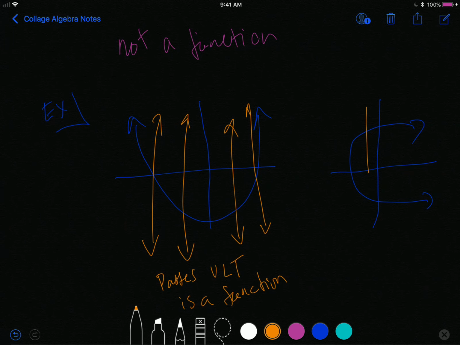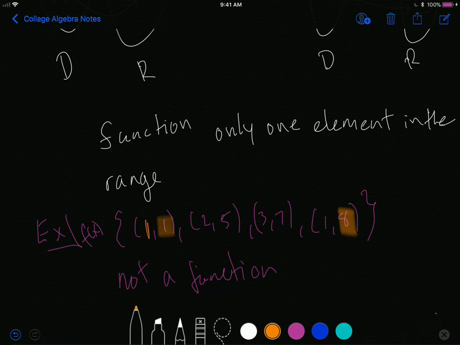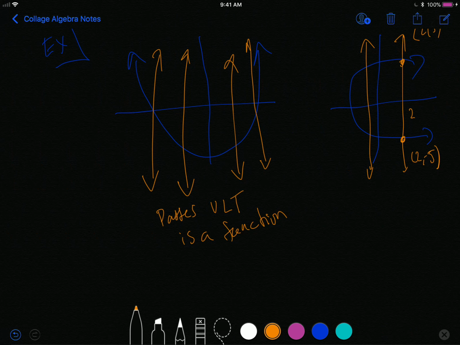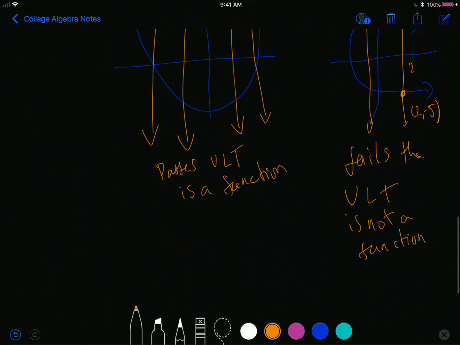But this one right here, if I draw a vertical line, you will notice that the vertical line cuts the function more than once. What this indicates, say this is x equals 2, is that x equals 2 has 2 outputs, say (2, 5) and down here (2, negative 5). And thus it breaks the rule where every element in the domain is mapped onto one element in the range, so it fails the vertical line test, and therefore is not a function. How sad. All right.